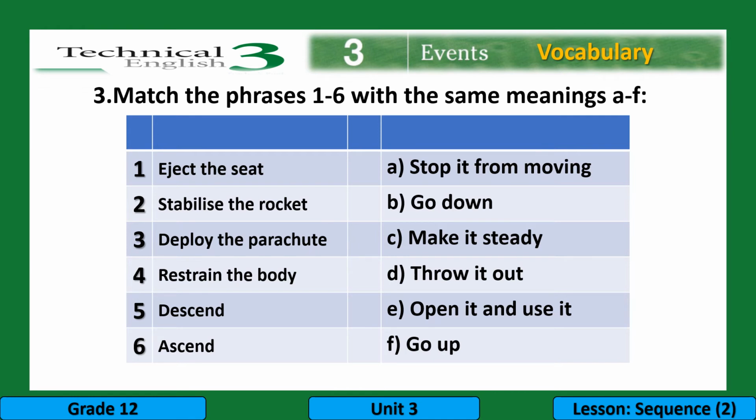While on the other side, we have the meanings. A, stop it from moving. B, go down. C, make it steady. D, throw it out. E, open it and use it. And F, go up. Dear students, now you can pause the video and come back to check your answers.